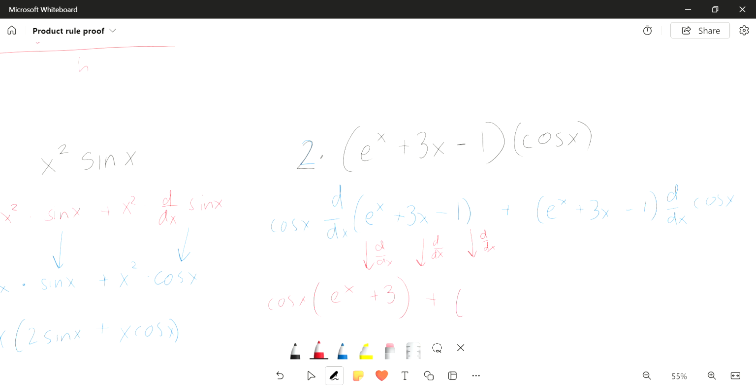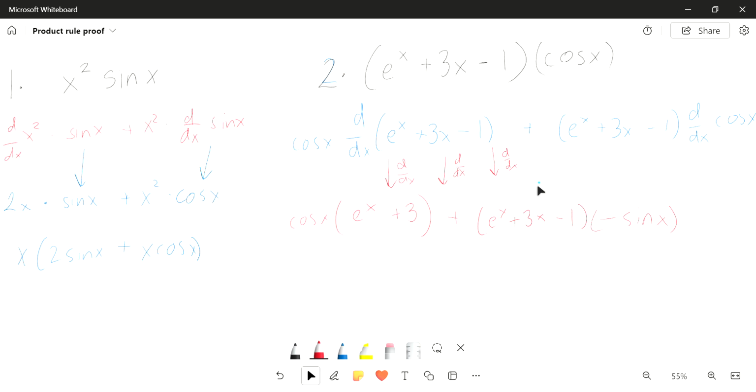If you remember from any previous video that proved the derivative of cosine x, it's negative sine x. If you don't remember it, it's okay, although you should probably try and remember it, just because it's a very important derivative and it comes up a lot, especially on AP tests. And so this is your actual derivative, and from here, if you want, you can expand it so that it's e to the power of x times cosine x plus 3 cosine x minus e to the power of x times sine x minus 3x sine x plus sine x.